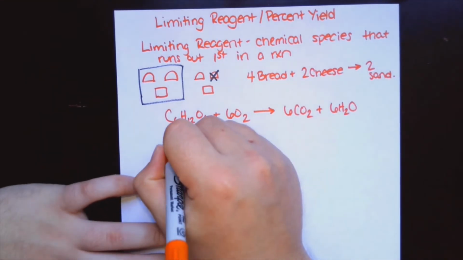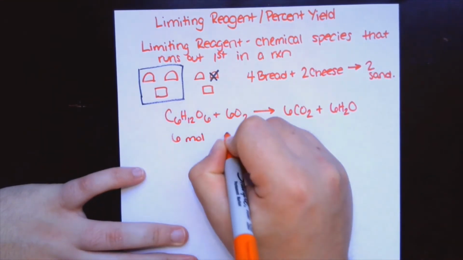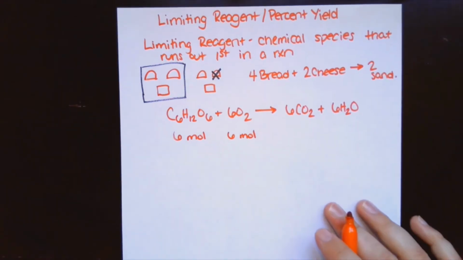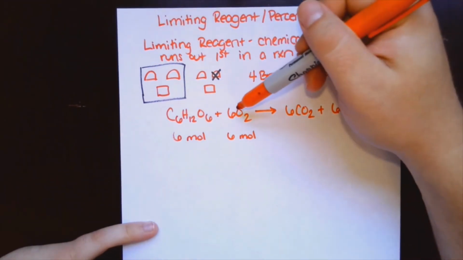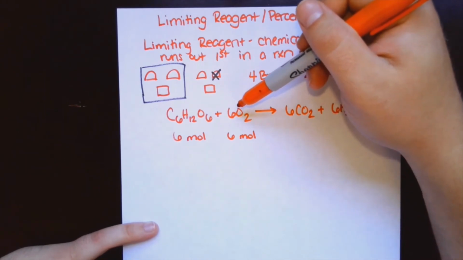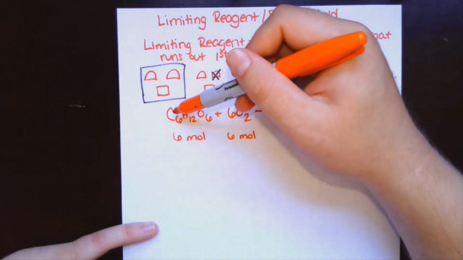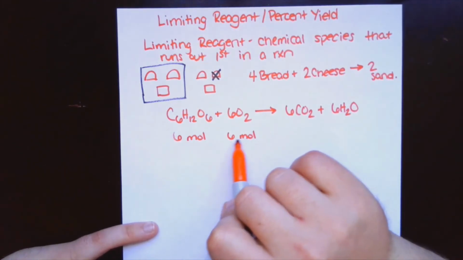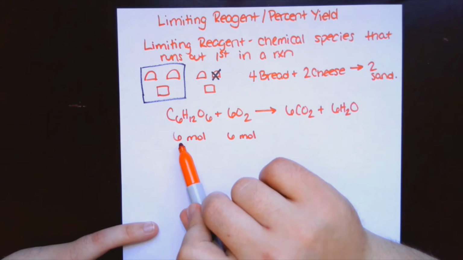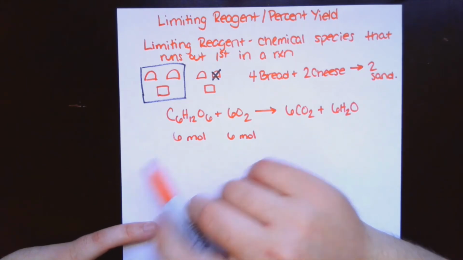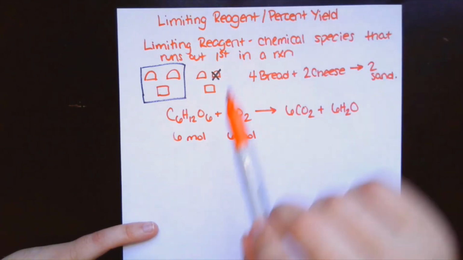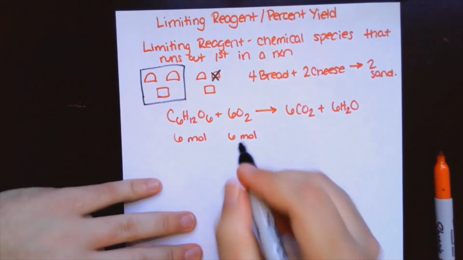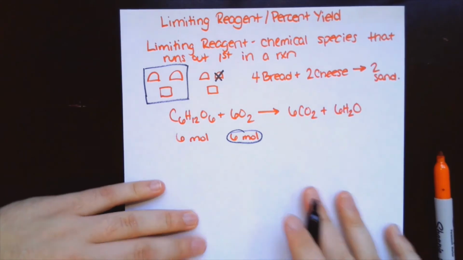So if we start with 6 moles of glucose and 6 moles of oxygen, which one would be our limiting reagent? Well, again, we just said that at the rate that 6 moles of oxygen get used up, you only use 1 mole of glucose. So those 6 moles of oxygen would get used up, and you'd still have 5 moles of glucose left. Right? But at that point, the reaction can no longer proceed because one of your reactants is done. So in that case, oxygen is your limiting reagent.